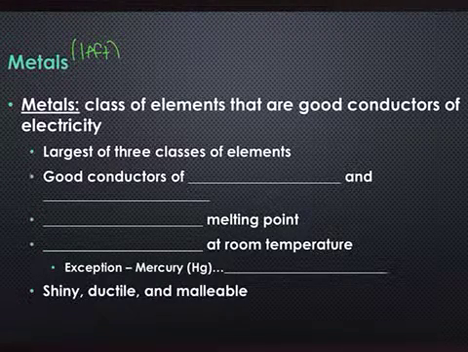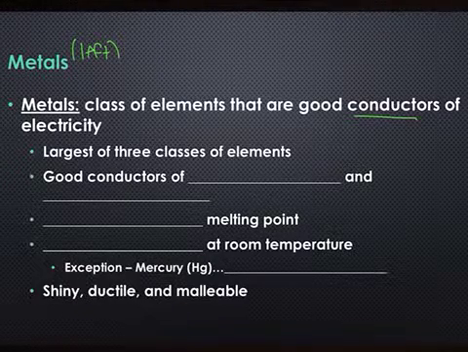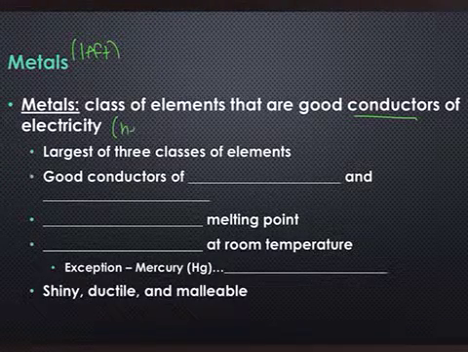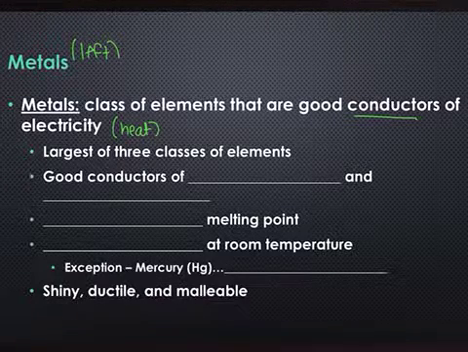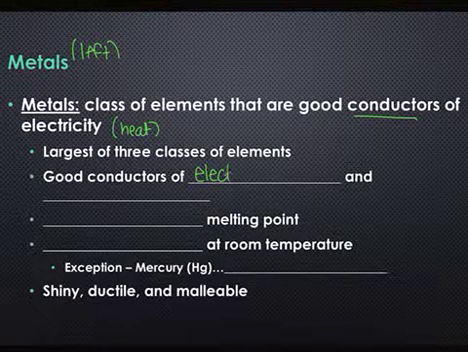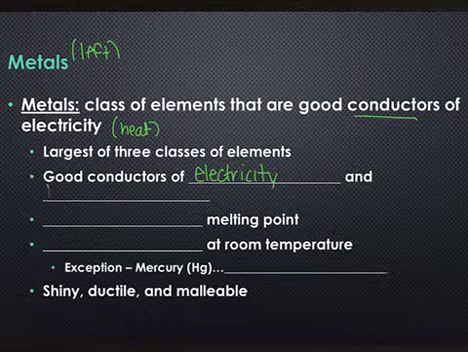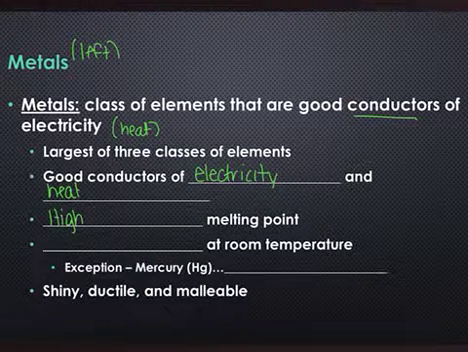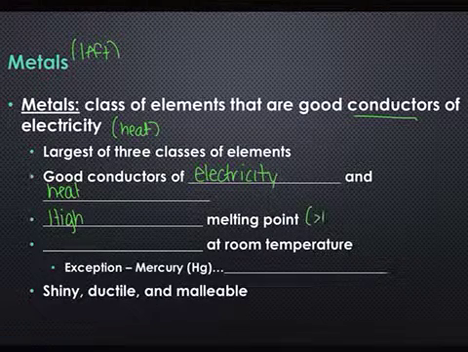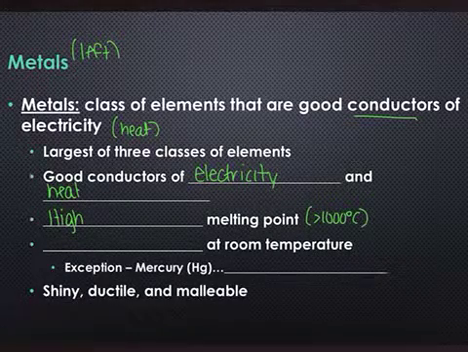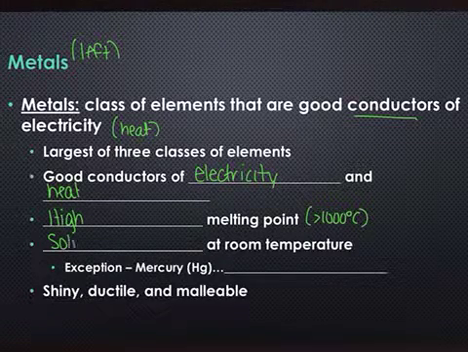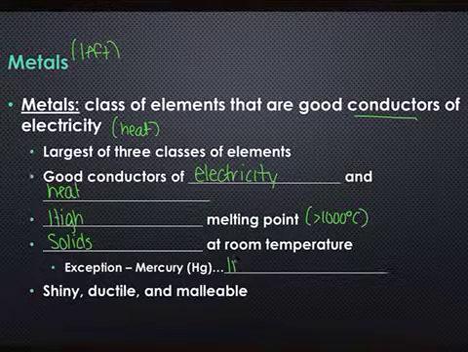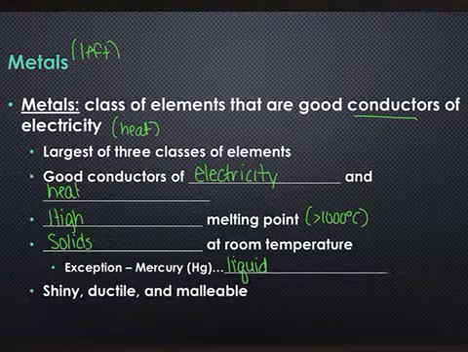And this is a class of elements. They're good conductors of electricity and also heat. This is the largest of the three classes of elements. So like I said, they're good conductors of electricity and heat. They have generally high melting points. So we're talking upwards of 1,000 degrees Celsius. And at room temperature, they would be solids. The one exception to this is mercury, Hg, which is a liquid at room temperature.